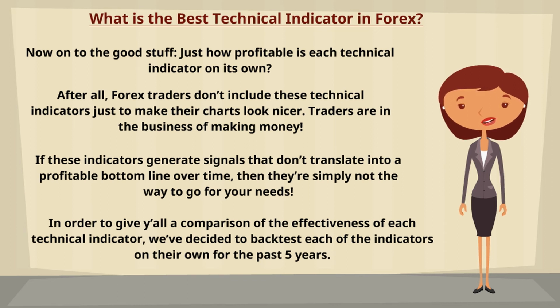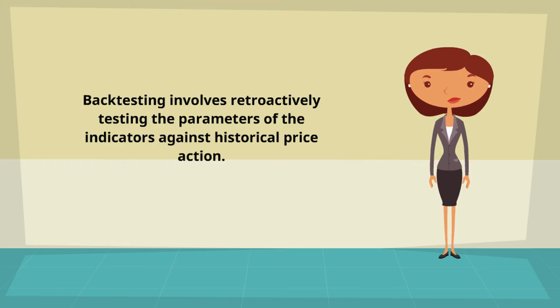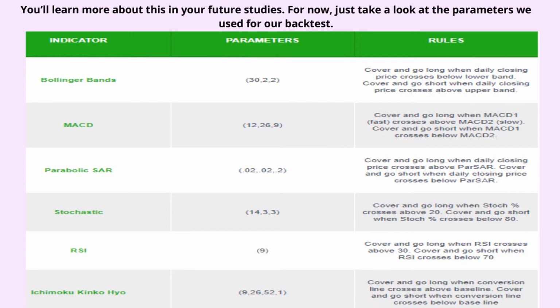In order to give y'all a comparison of the effectiveness of each technical indicator, we've decided to backtest each of the indicators on their own for the past 5 years. Backtesting involves retroactively testing the parameters of the indicators against historical price action. You'll learn more about this in your future studies. For now, just take a look at the parameters we used for our backtest.